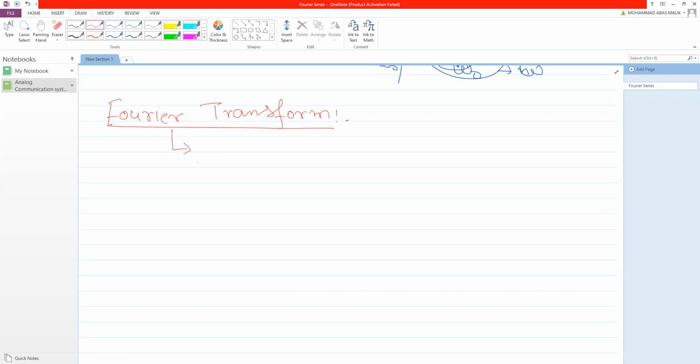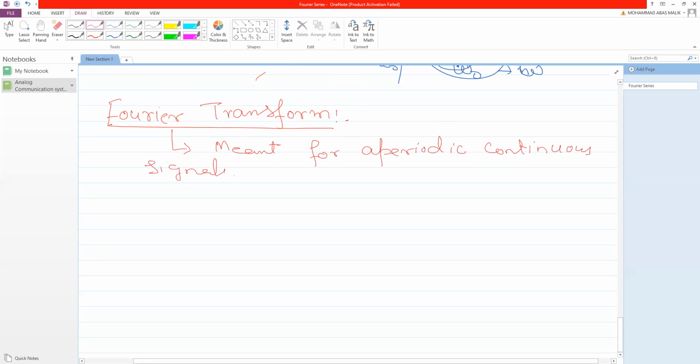Like the Fourier series, that's also a mathematical tool. What signals was it meant for? Periodic and continuous signals. The Fourier transform is meant for aperiodic, continuous signals. Right?